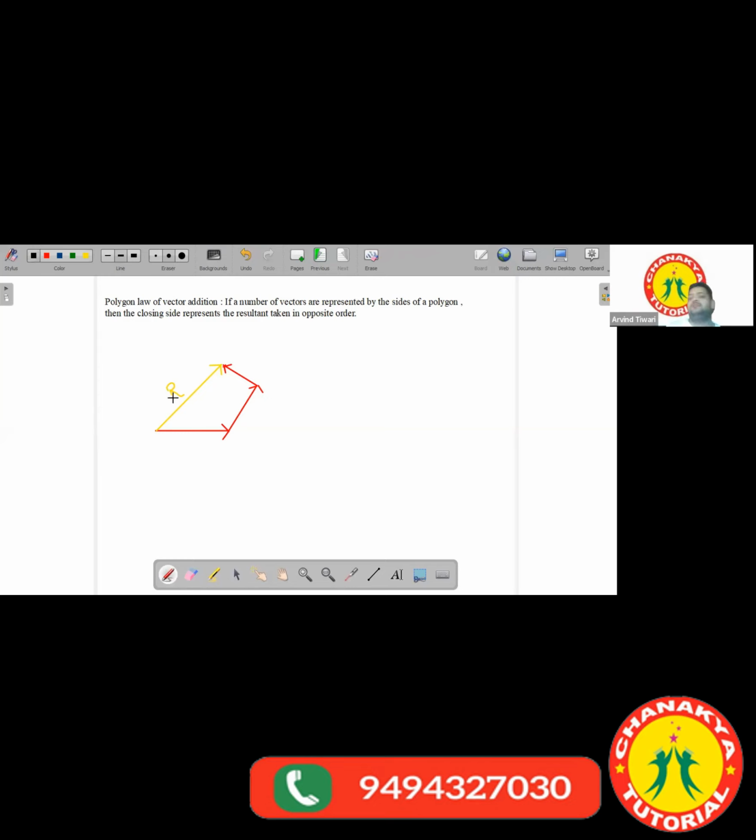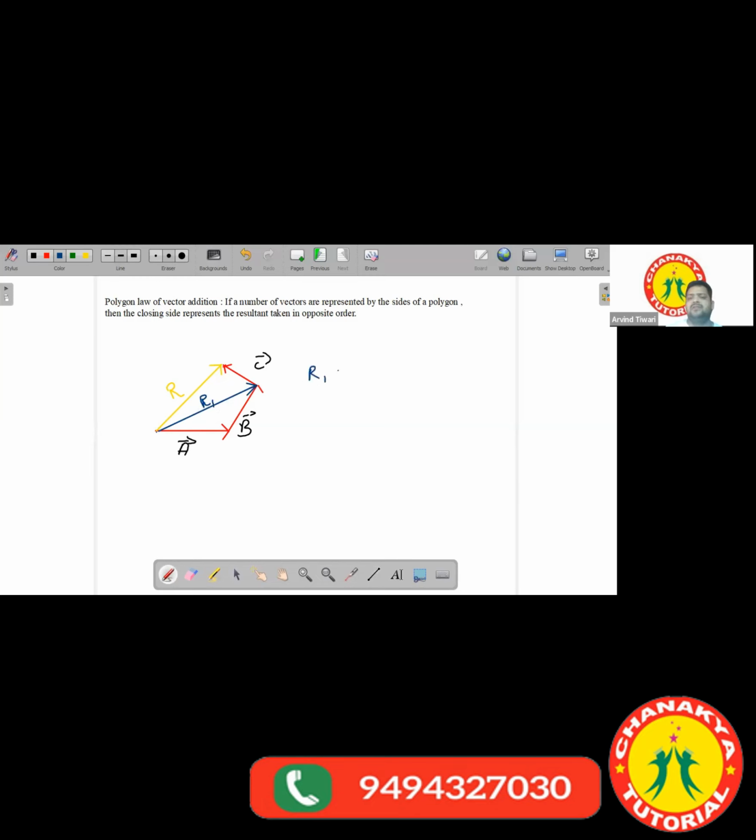To understand this, how it comes, let's see very simply. You have vector A, vector B, and vector C. You have to add these vectors, right? So if I'm adding just vector A and B, the resultant would be the closing side of AB. So this side would be the closing side. I can just take this side to be the resultant. This would be the resultant of A and B.